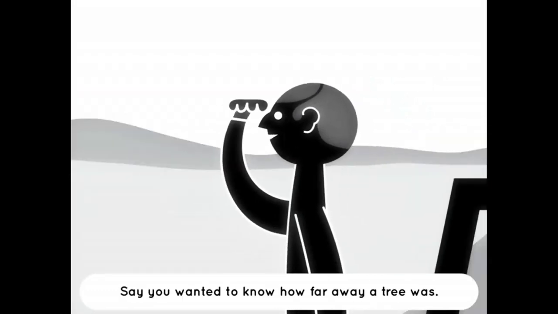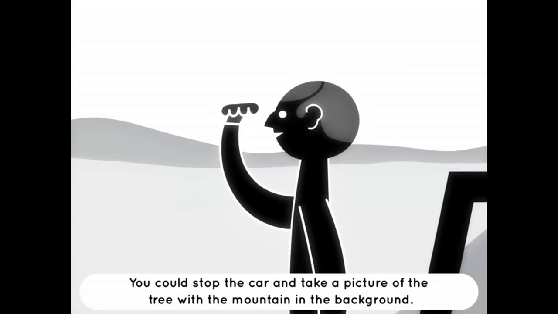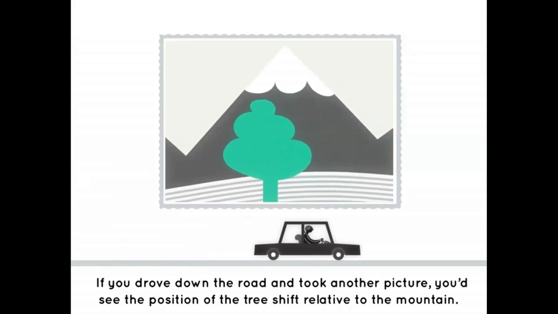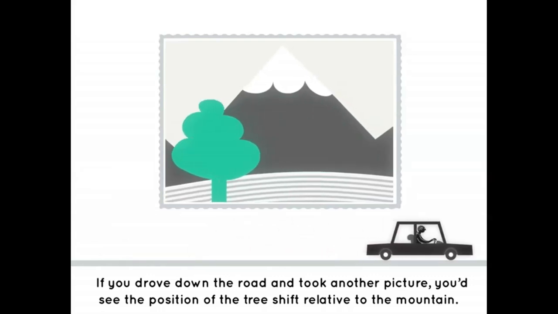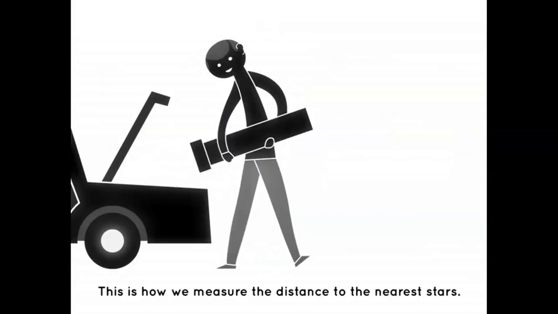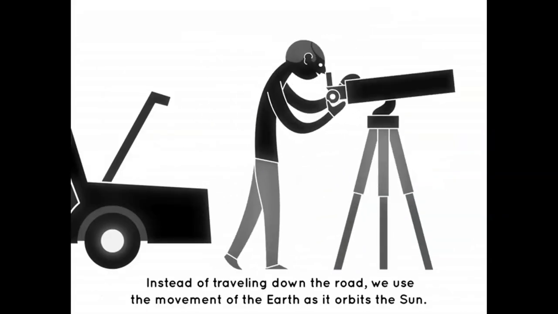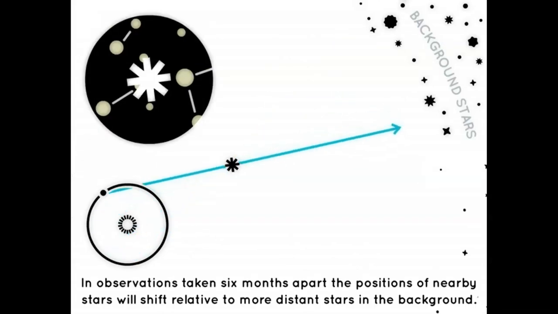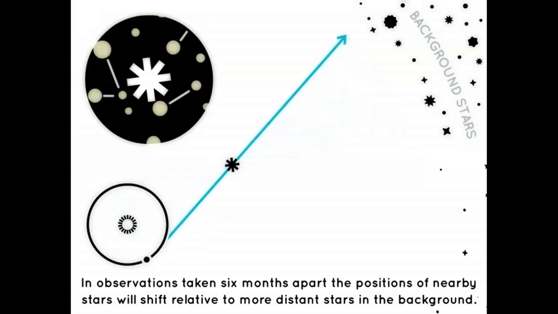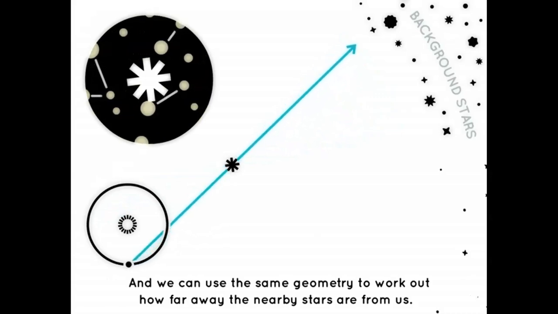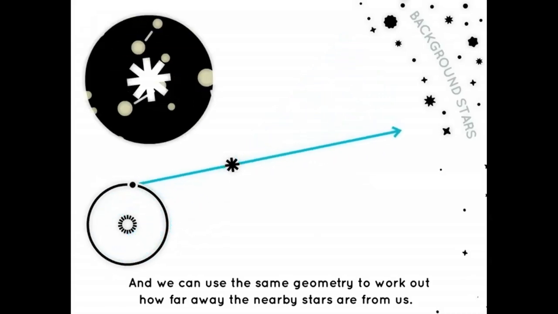Say you wanted to know how far away a tree was. You could stop the car and take a picture of the tree with the mountain in the background. If you drove down the road and took another picture, you'd see the position of the tree shift relative to the mountain. If you knew how far you'd driven along the road, you could then do some simple maths to work out how far the tree was from you. This is how we measure the distance to the nearest stars. Instead of traveling down the road, we use the movement of the Earth as it orbits the Sun. In observations taken 6 months apart, the positions of nearby stars will shift relative to more distant stars in the background. And we can use the same geometry to work out how far away the nearby stars are from us.